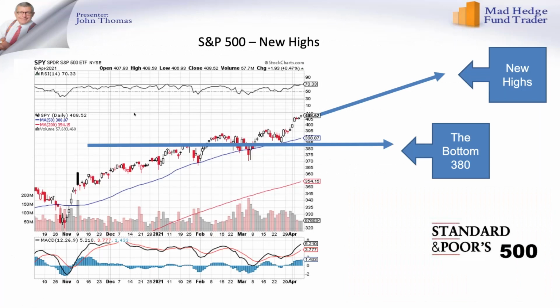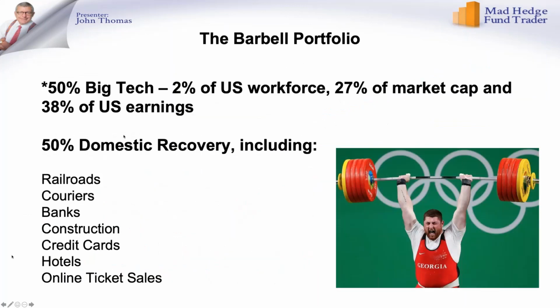Here is the S&P 500, and this is the major support level that our algorithms have generated internally, and our forecast is choppy new highs from here. This is the barbell portfolio. You put half your money in big tech and half in domestic recovery stocks, including railroads, couriers, banks, construction, credit cards, hotels, and online ticket sales.